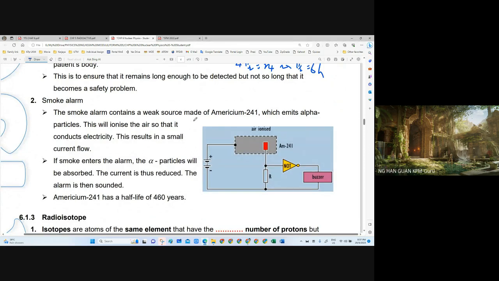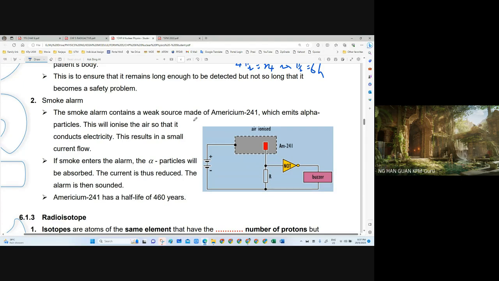Okay, and then the smoke alarm system that we usually have in our building. The smoke contains particles, so when it enters the alarm, the alpha particles will be absorbed, and with that it will make the buzzer sound. So in this case, our sample to analyze is the alpha particle here.